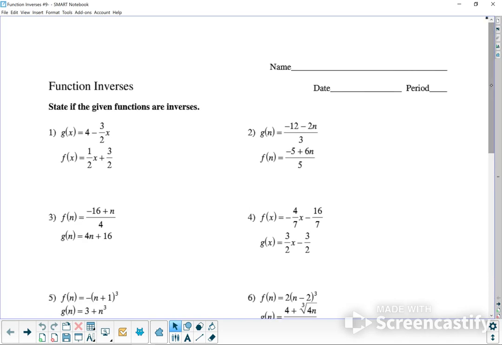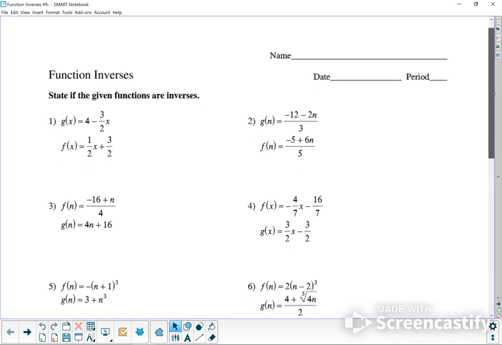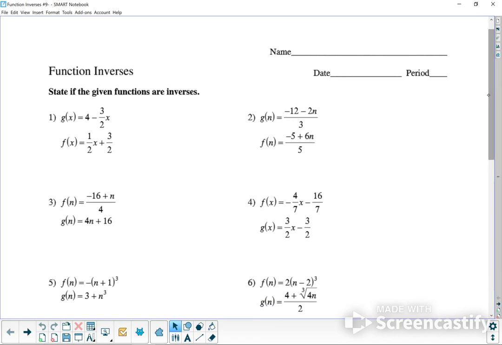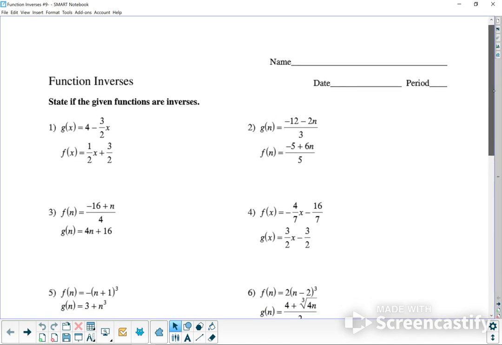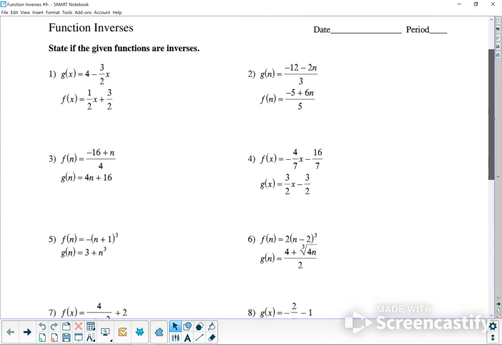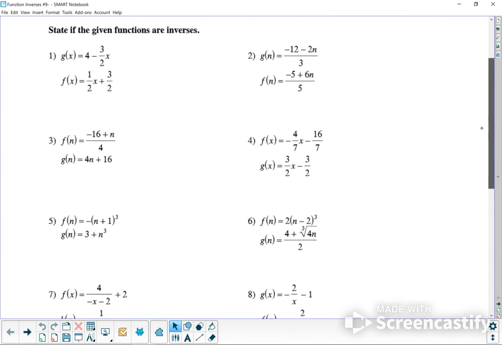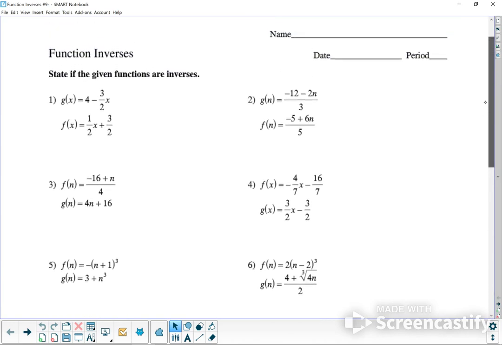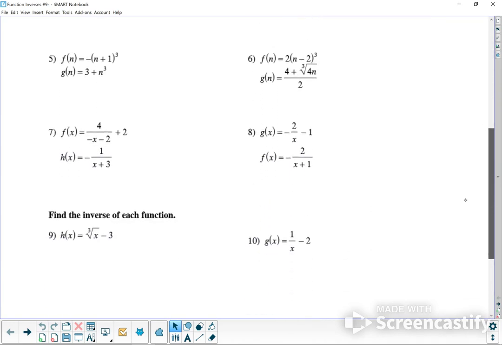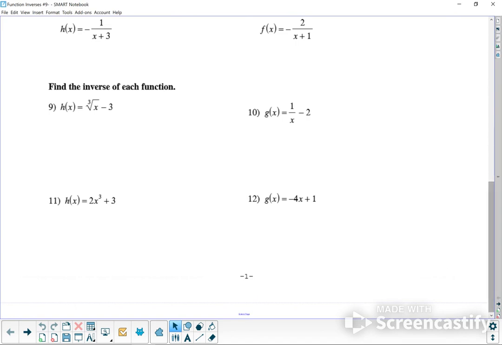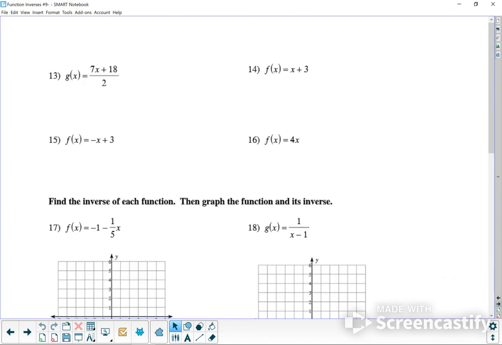All right, folks. Tonight's work is function inverses. So this first part, I want you to skip numbers 1 through 7, 1 through 8. I want you to skip this part right here. I want you to start on numbers 9, 10, 11, 12, and then backside to 13, 14, 15, 16.